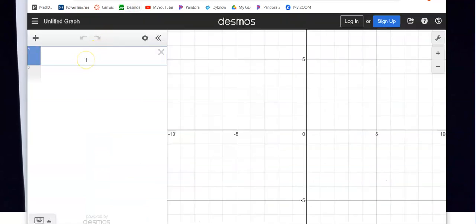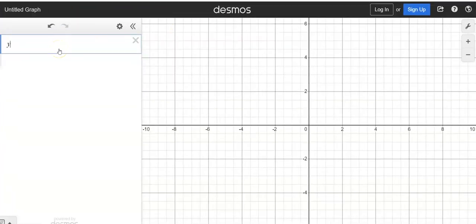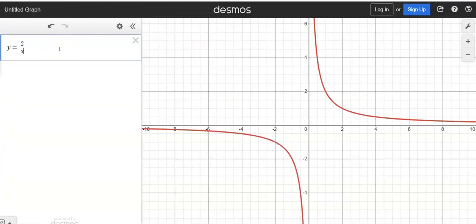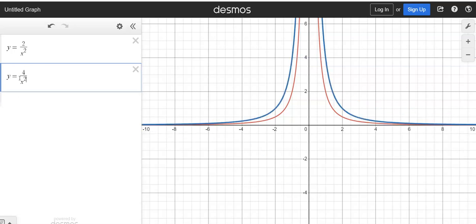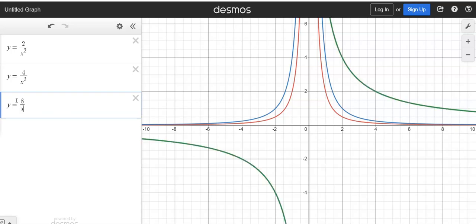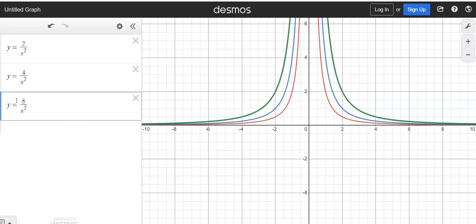It's very similar to yesterday. Let me make that bigger so we can see it. Let's say I did y equals 2 over x squared. Both of the branches go the same way, right? If I change the top number and do 4 over x squared, it just pulls it back a little bit from the origin, just like it did yesterday. The branches go the same direction. If I do y equals 8 over x squared, again, it's the same asymptote, same domain and range. It's just pulled a little bit further away from the origin as you increase that number.